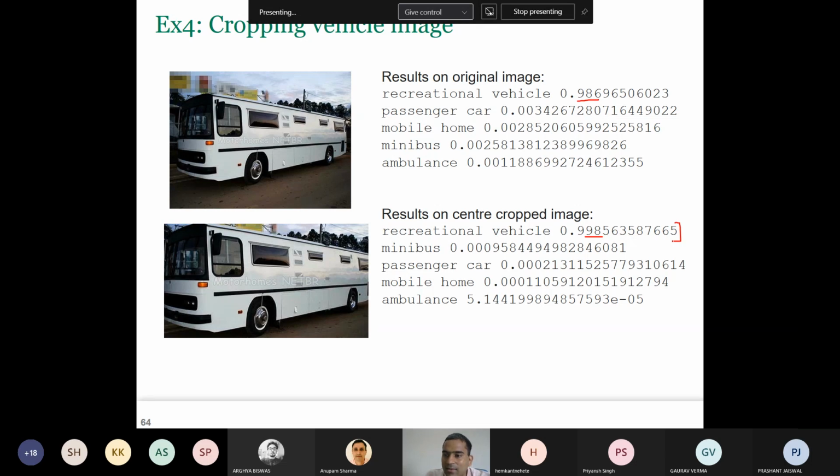Confidence is different from accuracy. Confidence just shows how confident I am in predicting this thing, how confident I am in saying that this is really a recreation vehicle. And accuracy is defined by, if I predict, suppose 1 lakh images, how many of those images are correctly predicted? Forget confidence. Whichever has the highest confidence, that is our prediction. Now, if I predict 1 lakh images, how many images are correctly predicted? That is my accuracy. At least in these 4 images, our prediction has not changed. So our accuracy is 100%. But confidence has improved because we have removed the distracting pixels.